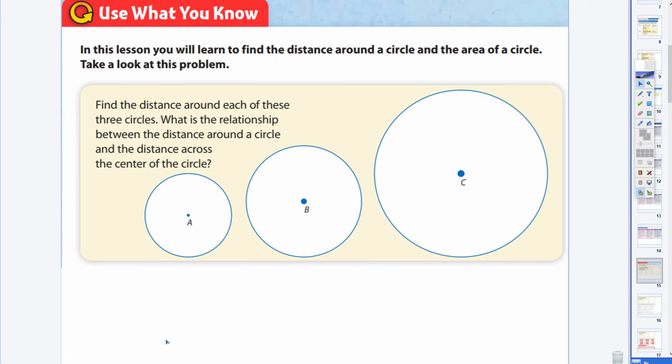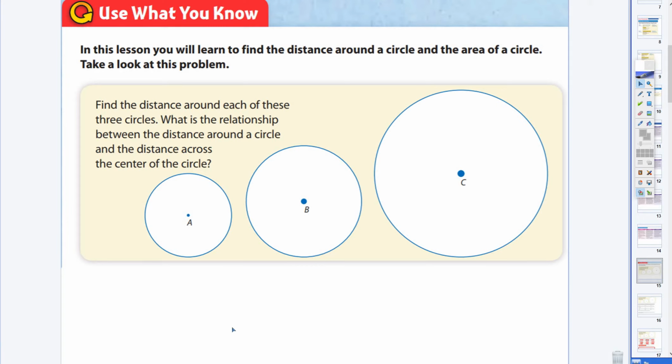In this lesson, you will learn to find the distance around the circle and the area of a circle. Remember, you have the reference sheet, so you can always look at those formulas, and we'll see how they're applied and how to use them. The first task, we want you to find the distance around each of these 3 circles. What is the relationship between the distance around a circle and the distance across the center of the circle?